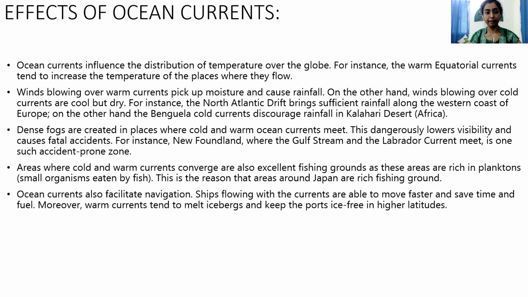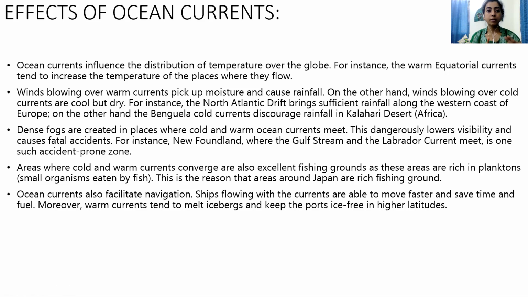Now let's come to the effects of ocean currents. What are the effects of ocean currents? First, ocean currents influence the temperature over the globe. If in a particular area there is a warm ocean current, that means the temperature will also be warmer. For example, the warm equatorial currents tend to increase the temperature. If a warm ocean current is flowing in a particular area, the temperature is also warm there.